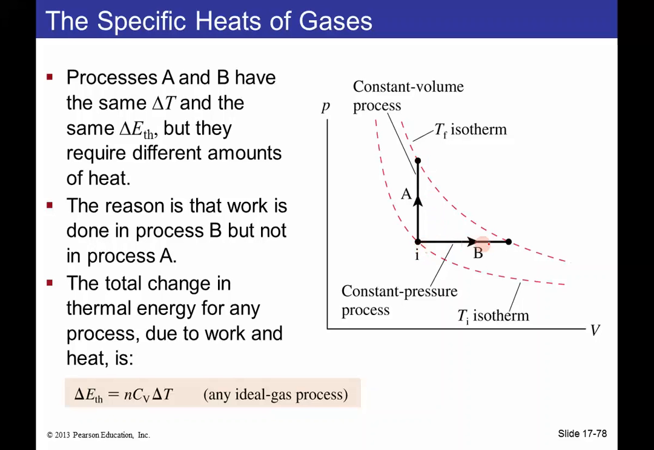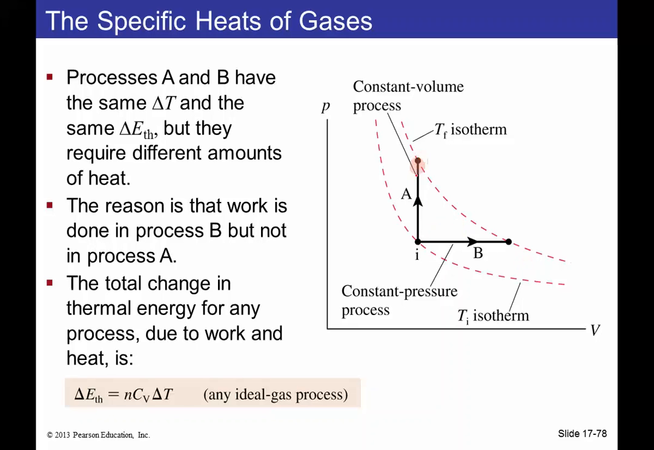Process B is an isobaric process. Here the pressure is constant. So you are expanding the system, but at the same time you're heating the system. You're adding heat to the system, and at the same time the system is doing work. And you go from an initial temperature to a final temperature. Now, these red lines are isotherms. You can see that both systems start at the same temperature and finish at the same temperature, because they finish at these isotherms.